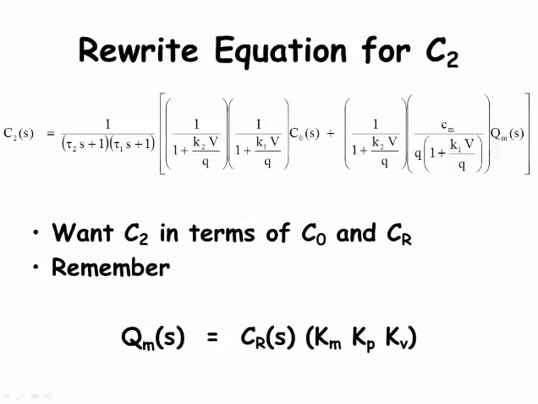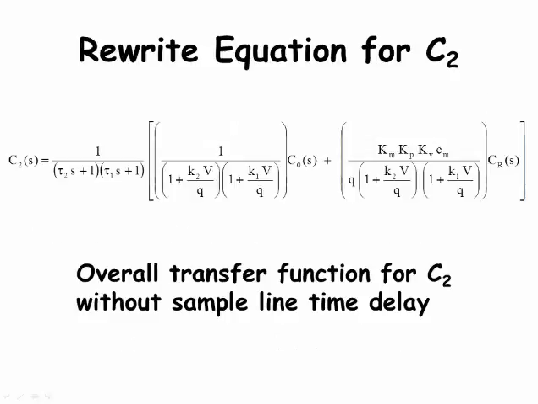Here is the equation for C2 with the two input functions C0 and Qm. Now we really want C2 in terms of C0 and CR. So to get rid of Qm, we need to remember the concept of an open loop transfer function covered in section 12 of the course packet, page 12-6 to be specific. We can write that the output function Qm is equal to the input function CR times the transfer functions in between the two, which in this case are Km, Kp, and Kv. So now we can eliminate Qm in the equation above and introduce CR. Here is the resulting equation.